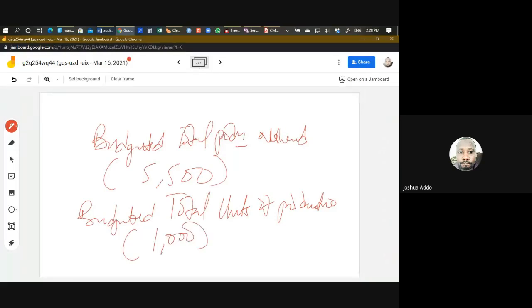So the overhead absorption rate, which is given as budgeted total overheads divided by budgeted total activity level, is equal to 5,500 divided by 1,000, which is equal to 5.5 Ghana cedis.